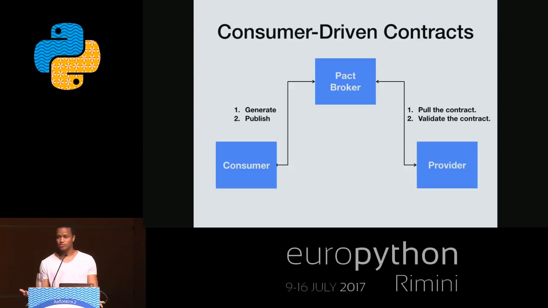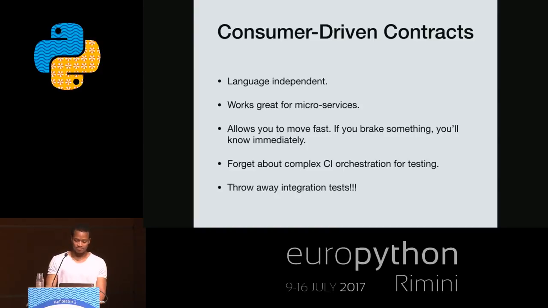The system is really simple. You have a consumer that will generate a contract and publish it to a common place. Then you have the provider that will download that contract and validate it for different consumers. This is the simple structure. The library Pact Python is just a Python implementation of the Pact standard, which is language independent. It works directly with microservices. You can move fast and be sure that nothing is going to break. I don't know if you have the problem of having 20 microservices and needing to do integrated tests; trying to orchestrate that on a CI is really difficult. I've been in that hell many times, and this is definitely a way to get out of it. So throw away integration tests.